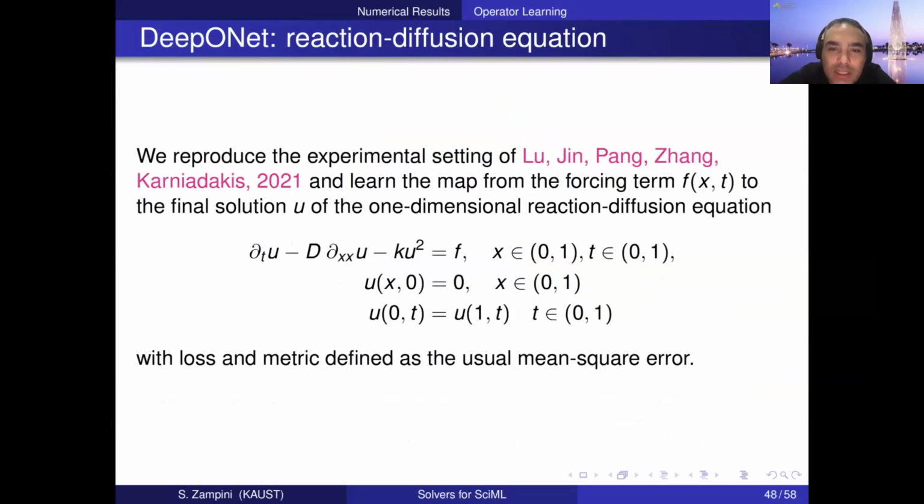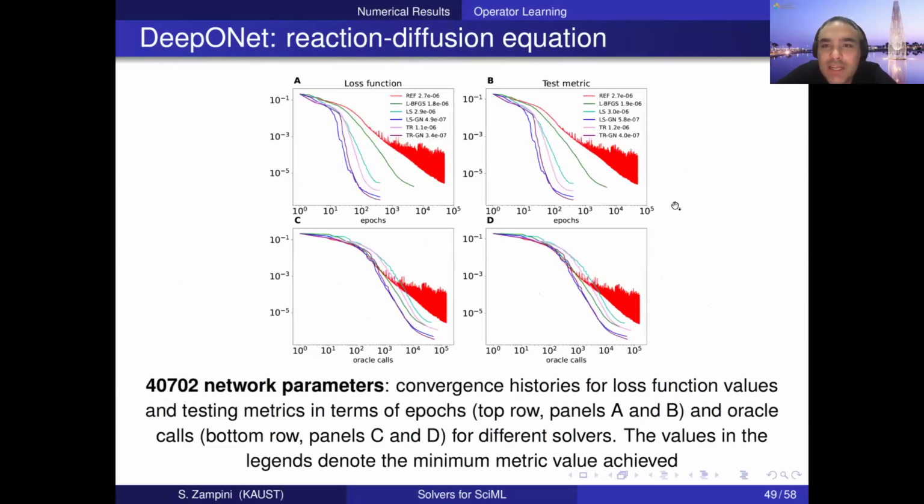Then DeepONet. For DeepONet, the first thing I have is learning the map from the forcing term to the final solution of the reaction diffusion equation. This is one of the datasets, and the results are very similar. I always get numbers that are very close to the ones reported in literature using the same solvers. And even here, you get more or less one order of magnitude improvement. In general, I found DeepONet easier to train than FNO, and FNO is a little more expensive to evaluate.